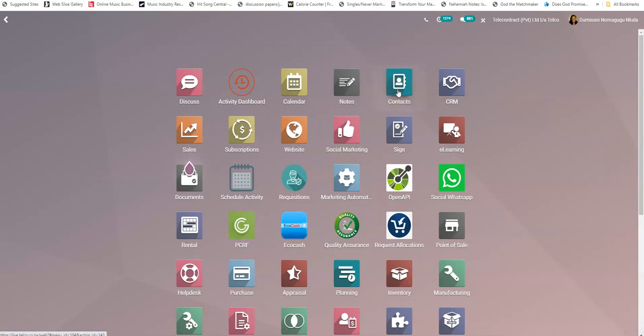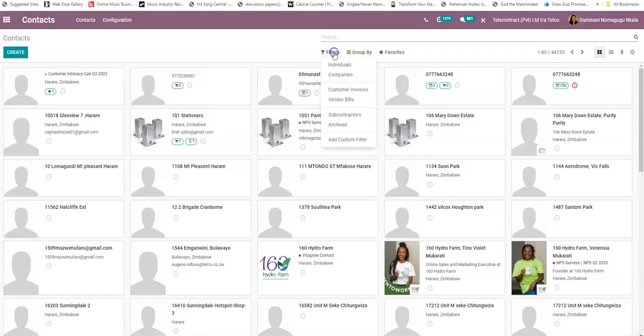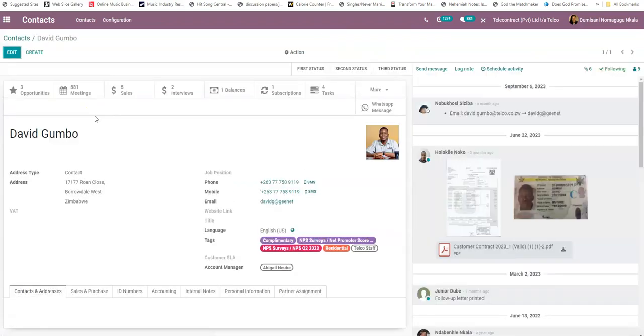We're going to go into the contacts part of the system. I'm going to filter for the contacts that are allocated to myself. I only have one contact allocated to myself. And it's very important that in this contact that is allocated to myself, I make sure that there are a number of things that are in good order.